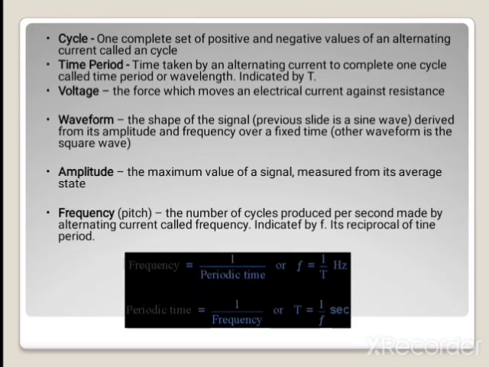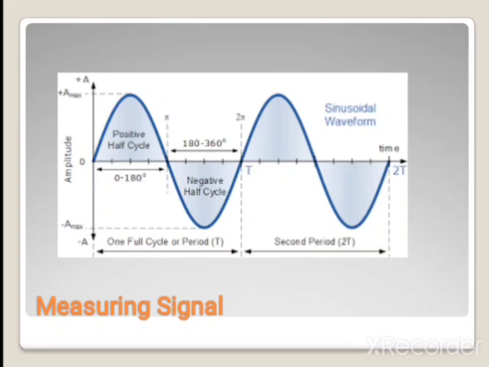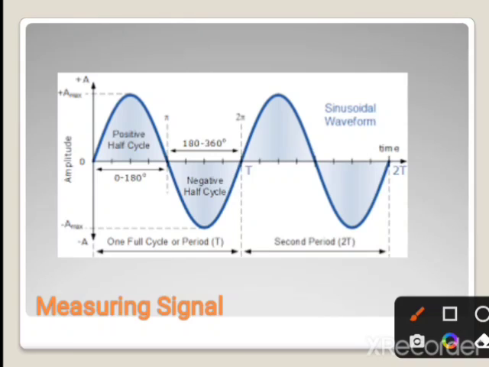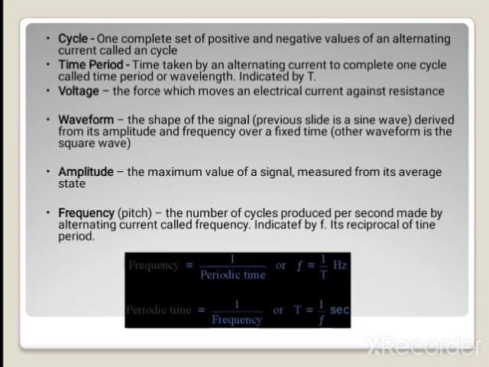So now amplitude. Amplitude is nothing but the maximum value of a signal measured from its average state. So this is nothing but your amplitude, that is the maximum value of your signal. So it is the maximum value of your signal, right? So we can call it an amplitude.